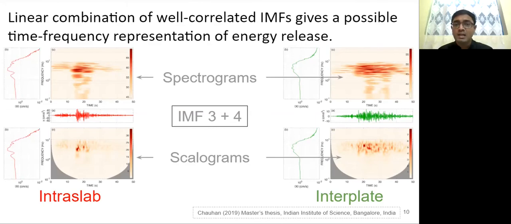Based on the correlation analysis results, Chauhan 2019 proposed a linear combination of IMFs 3 and 4 possibly best representing the earthquake signal. But the correlation did not hold for all stations, and we perhaps needed a more well-defined basis for the selection of stations.